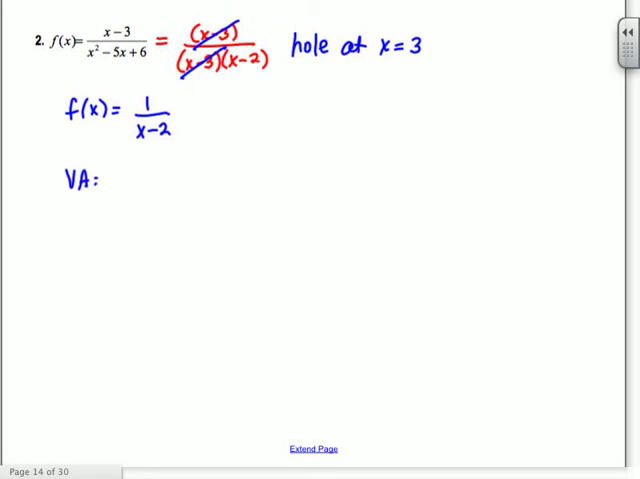Is there a vertical asymptote on this one? Is there a horizontal? Remember, vertical asymptotes were when the denominator equals 0. So does the denominator equal 0 in this case? Ever? At 2. Yeah, at x equals 2. What about 3? It wasn't the original, but remember that's a hole. So since you canceled that out, that's no longer a vertical asymptote.